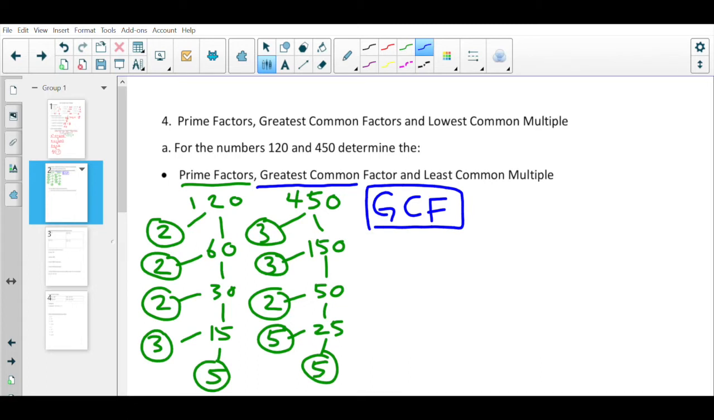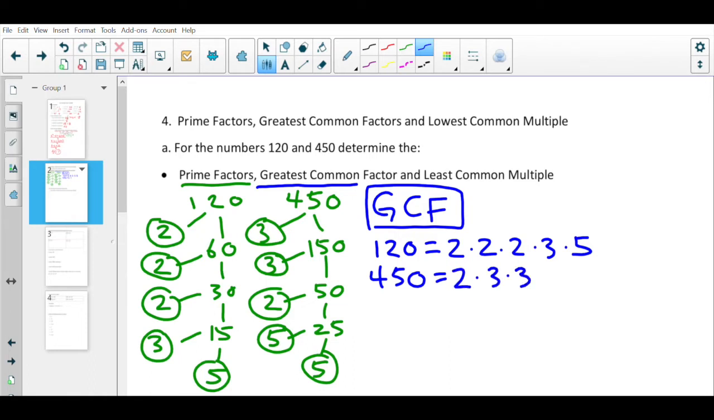Let's list out the prime factors for each number going across. So 120 equals 2 times 2 times 2 times 3 times 5. And 450, the prime factors are 2 times 3 times 3 times 5 times 5. Okay, so to find the greatest common factor of 120 and 450, what we need to do is look at what prime factors of each number are in common.